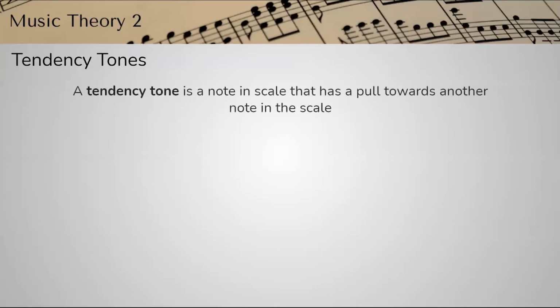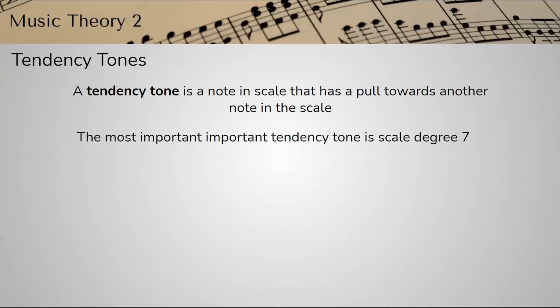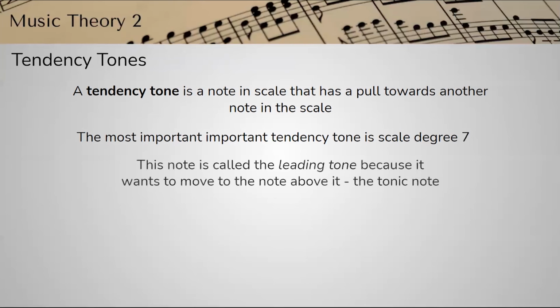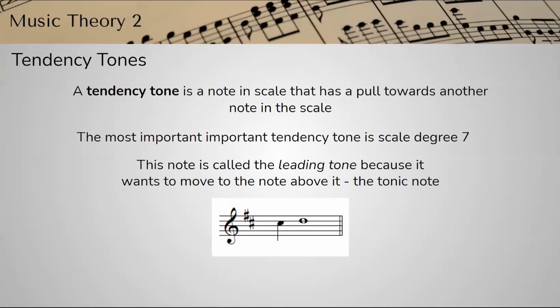Okay, one last thing we want to talk about are tendency tones. And a tendency tone is a note in a scale that has a pull towards another note in the scale. And the only one we really care about right now is the tendency tone scale degree number 7. So this is called the leading tone because it wants to move to the note above it, the tonic note. So in the key of D major, the leading tone is the note C sharp.